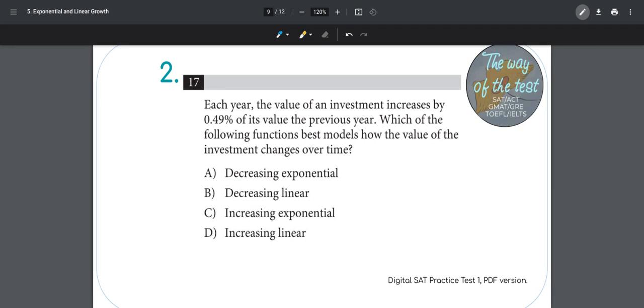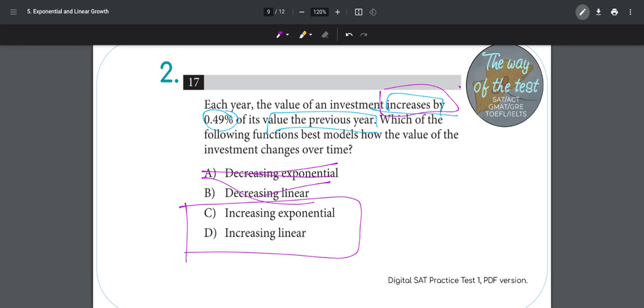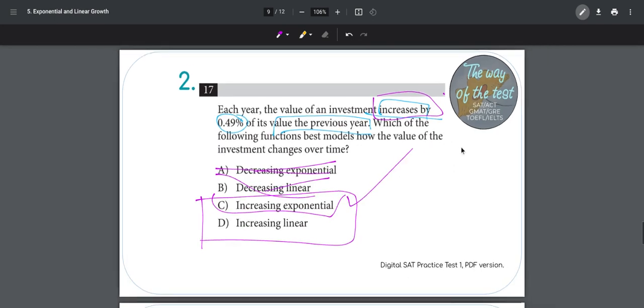Okay, here again, this is from the digital SAT. They are just asking us to see whether this is increasing, decreasing, exponential, or linear. Each year, the value of an investment increases by 0.49% of its value the previous year. So it's about the previous year. Which of the following functions best models this? Every time it has something to do with the previous year, we know it's going to be exponential. They're already telling us that it increases, so it's not going to be decreasing. It's either increasing exponential or increasing linear. Since the value depends on the previous value, by definition it is going to be exponential, and the answer will be letter C. You can see the answers here.